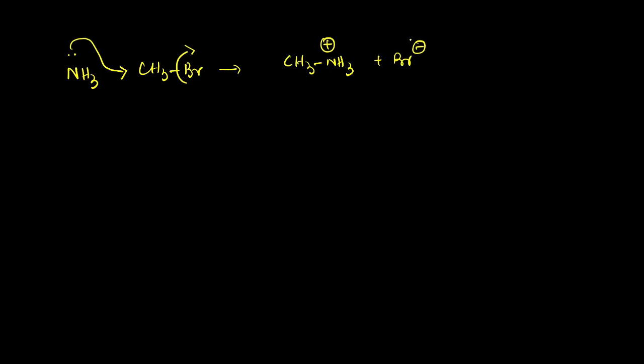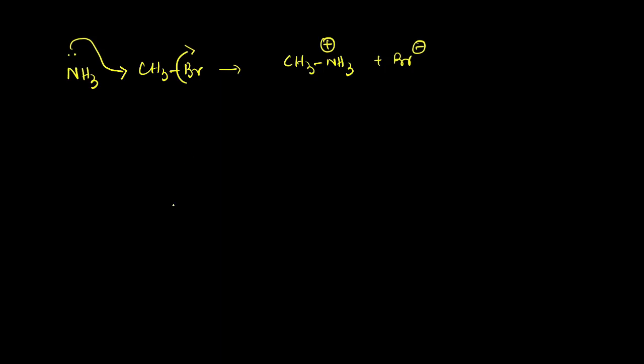If we have ammonia as our nucleophile, which is neutral but has a lone pair, and CH3Br as our alkyl halide with the leaving group and electrophilic carbon, which is neutral. Now if ammonia approaches this carbon and Br minus is eliminated, then we have CH3NH3 plus and Br minus. Okay, so this is our case 1.